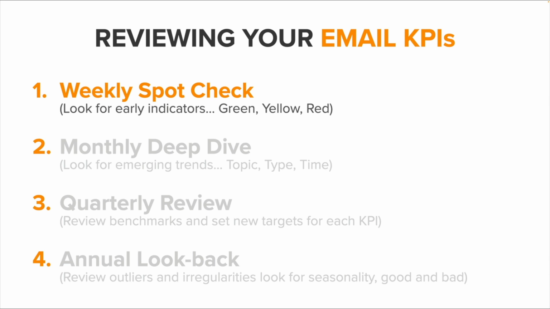So weekly, we're looking at kind of a spot check. We're looking for early indicators. So think green, yellow, red, these basic good, meh, bad colors, as you're looking at your weekly emails and looking for green, yellow, red in all of your KPIs. So what about your open rates? And what about your click-through rates? And what about your forwards or spam complaints or unsubscribes?